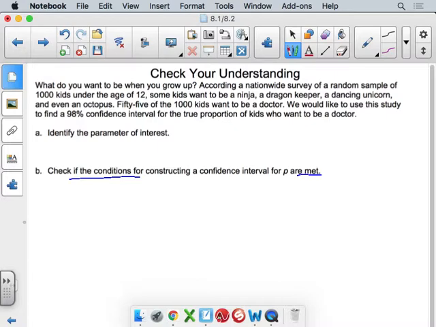All right, so let's read our problem. What do you want to do when you grow up? According to a nationwide survey, a random sample of 1,000 kids under the age of 12, some kids want to be a ninja, dragon keeper, dancing unicorn, and even an octopus. 55 out of 1,000 kids want to be a doctor. We would like to use this study to find a 98% confidence interval for the true proportion of kids who want to be a doctor.